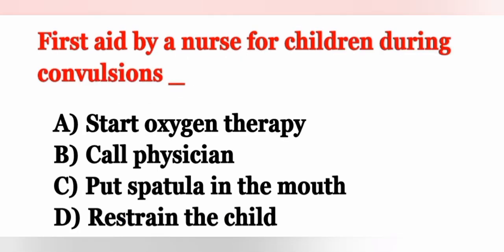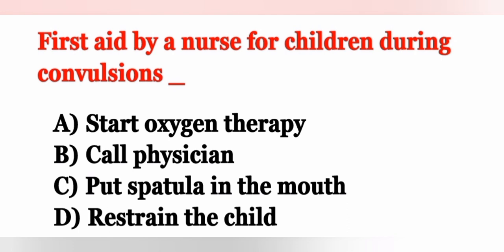The next question, first aid by a nurse for children during convulsions. Options, option A start oxygen therapy, option B call physician, option C put spatula in the mouth, option D restrain the child. Question, what is the first aid as a nurse we can give during the time of convulsions or fits? The important nursing actions during convulsions include, first, protect the child from injury. If the patient or child is in the cot, we should immediately put the side rails up.